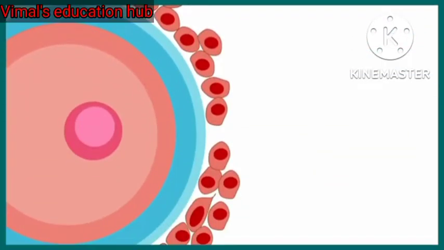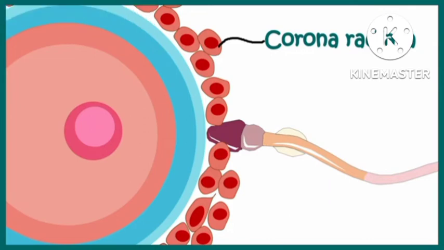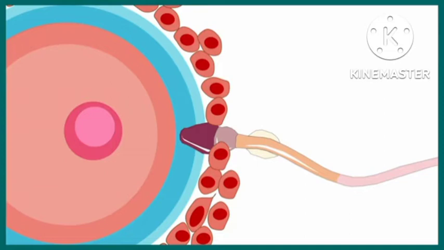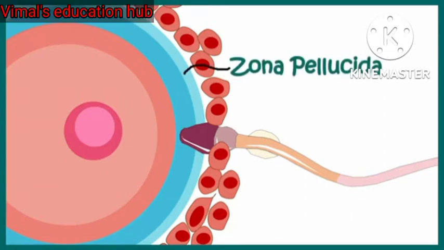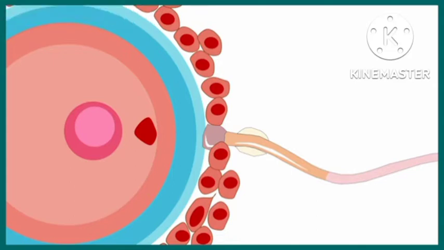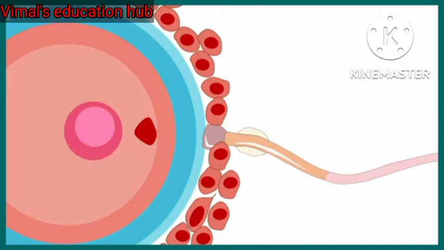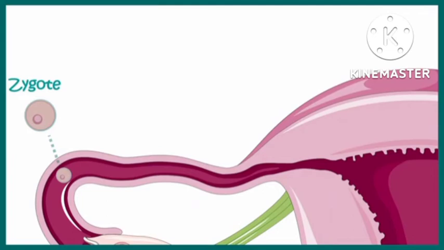Now this penetration process is not easy because there is a thick coating of granulosa cells known as the corona radiata. The sperm has to penetrate its way through the corona radiata to reach the nucleus. Then it has to penetrate the zona pellucida. Once it has penetrated all these layers, it would eventually inject its genetic material into the cytoplasm of the ovum. Then the male and the female pronucleus would fuse together to form the zygote.